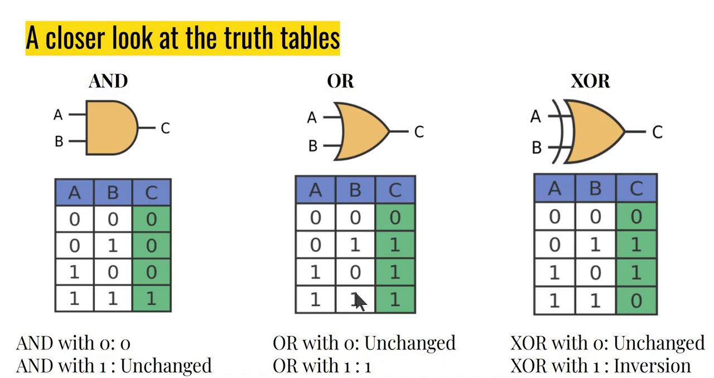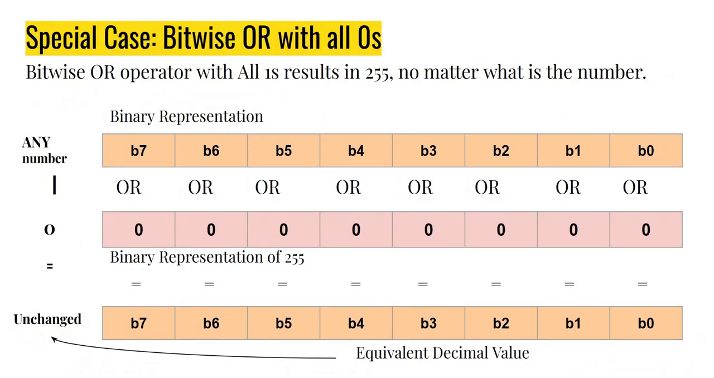On the other hand, when I OR with the 1, no matter whether I am 0 or 1, that's row number 2 and row number 4, let's say, I will end up with the 1, which means if I OR with the 1, I'll always end up with the 1. Extend this argument and we have our results.